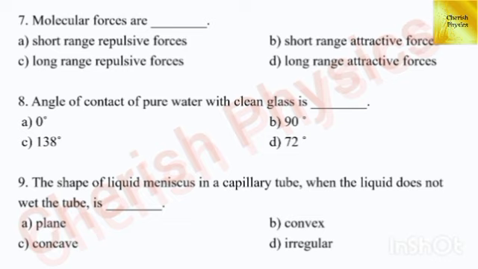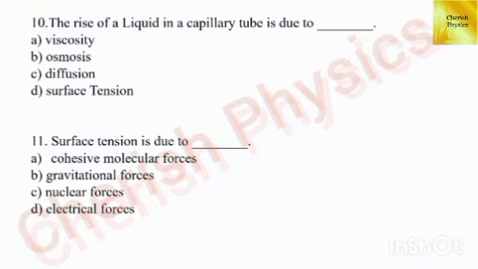Angle of contact of pure water with clean glass is. The answer is 0 degree. The shape of liquid meniscus in a capillary tube when the liquid does not wet the tube is dash. The answer is convex. 10th question. The rise of a liquid in a capillary tube is due to dash. The answer is surface tension.